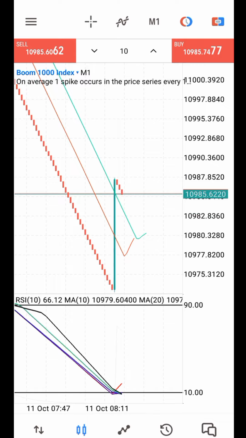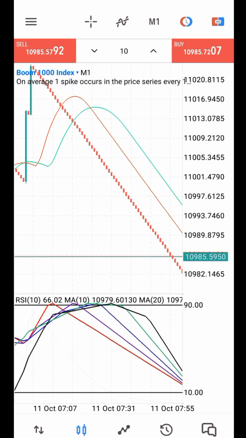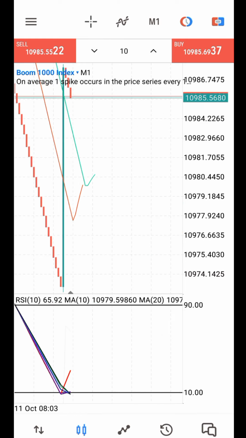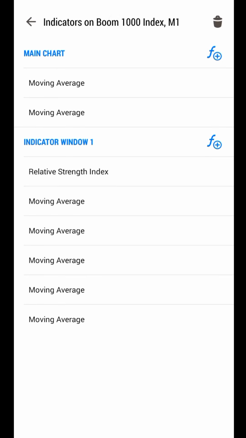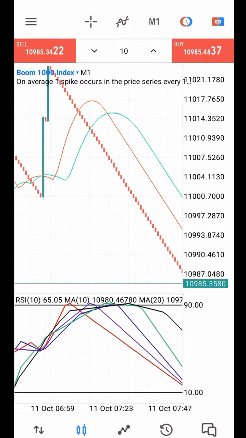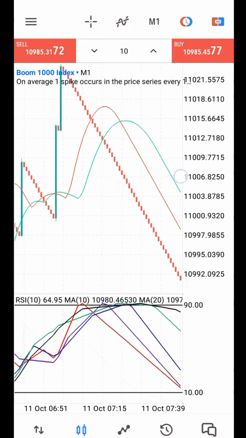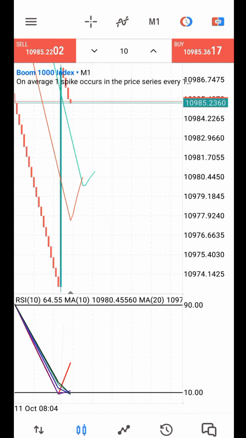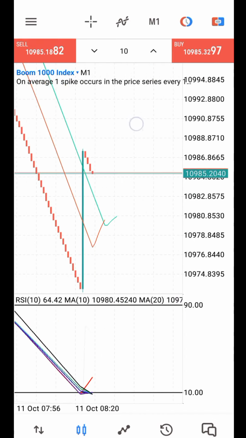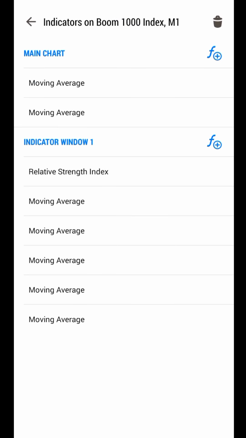So what are the parameters for these indicators, and how does the strategy play out? Let me quickly show you the settings on the main chart, which is not that important when we are catching spikes. The moving average on the main chart is there for when we are trading the markets accordingly, when we want to sell Boom and buy Crash, which is not catching spikes. That is the usefulness of the moving average on the main chart. I'm going to explain that too, but first let's focus on the spike. But you can add it.